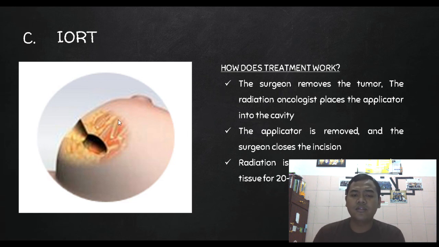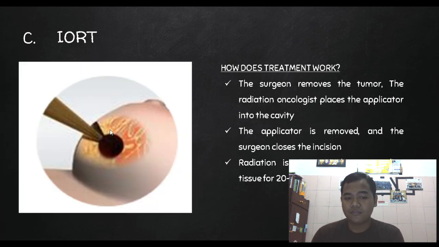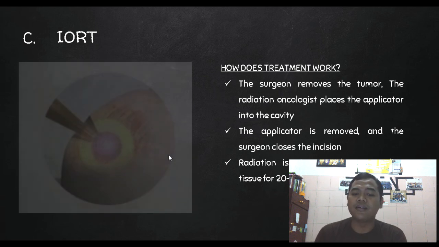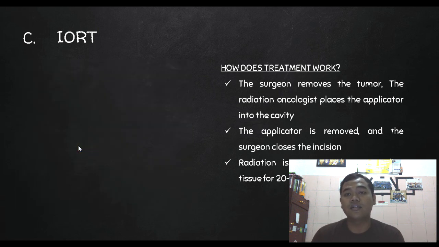First, the surgeon removes the tumor, leaving a cavity where the tumor was located, and then the radiation oncologist places the applicator into the cavity. Next, the applicator is removed and the surgeon closes the incision. Radiation is given to the surrounding tissue for 20 to 30 minutes.